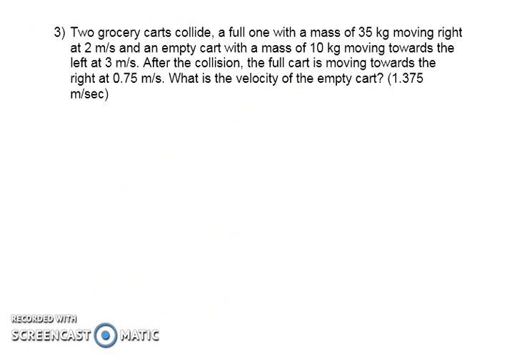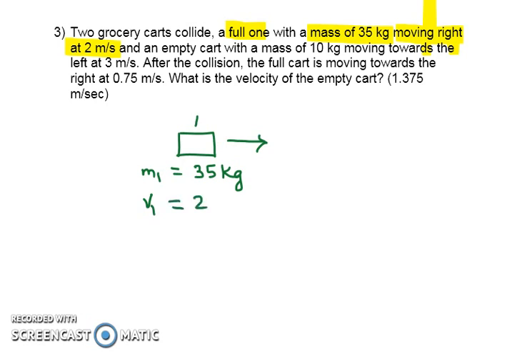Here we are talking about two grocery carts. They collide with each other. One cart is full. The mass of the cart is 35 kg. It is moving to the right at 2 meter per second. Let's draw this picture. This is cart 1. It's moving to the right. The mass M1 is 35 kg and the velocity V1 is 2 meter per second.